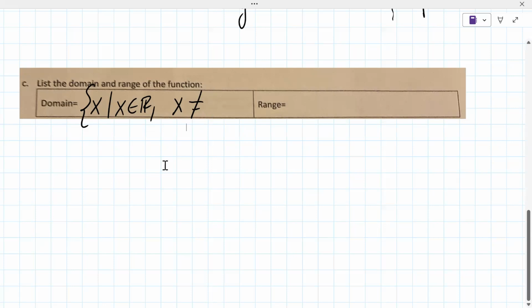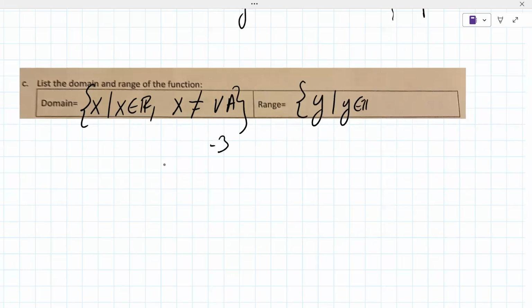Now, the value that x cannot be is the vertical asymptote. What's the value of the vertical asymptote? x equals -3. Yeah, very good. The range is similar. It's y such that y is an element of the real numbers. y cannot be, and this time it's the horizontal asymptote.